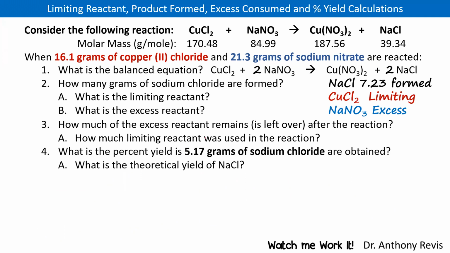How much of the excess reactant remains or is left over after reaction? In other words, we had more than the excess reaction, and so the excess is sodium nitrate. Another way of asking this is how much limiting reactant was used. So if we know how much was used, we can subtract the difference from what we loaded in, and we would get our answer. So let's get going on this one. We're going to work with this excess reactant here.